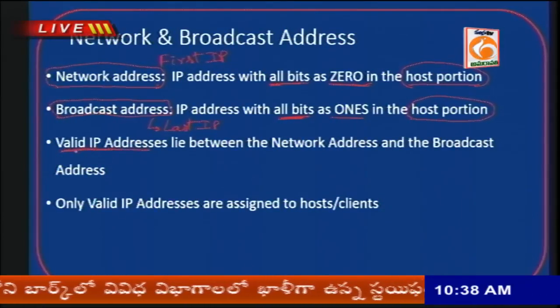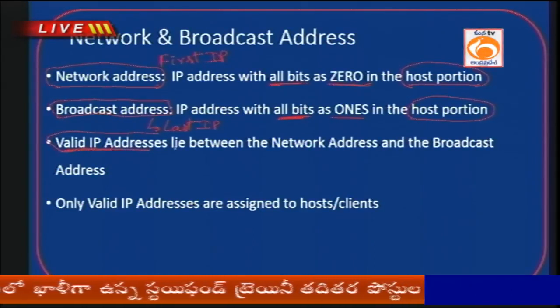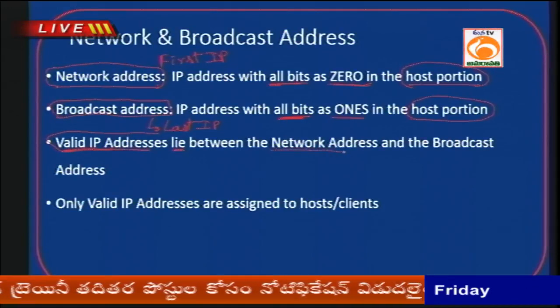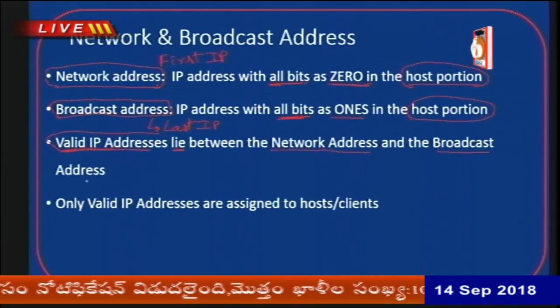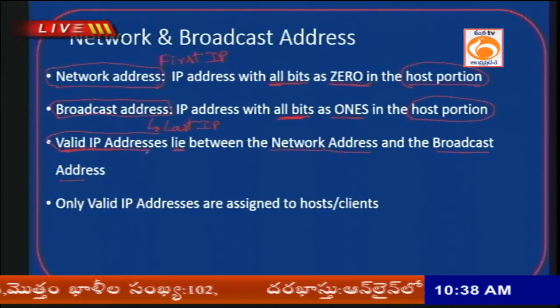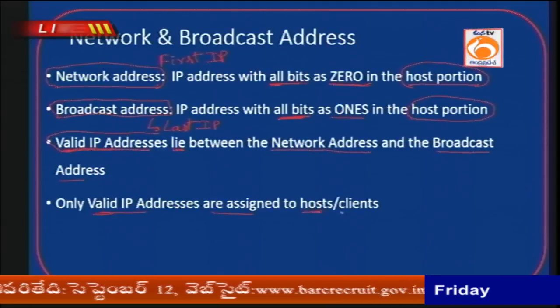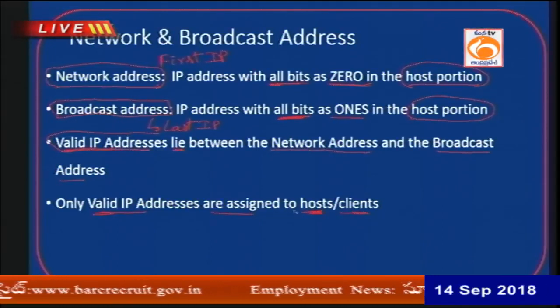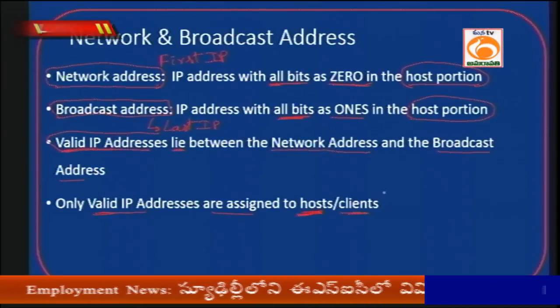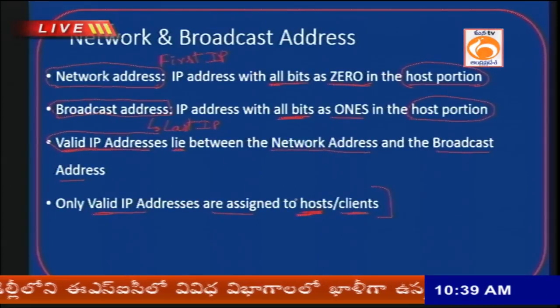So, the valid IP addresses are the ones in between the network address, which is the first address, and the broadcast address, which is the last address. Only valid IP addresses can be assigned to the local computers, servers, printers, smartphones, and tablets. All these network devices have an IP, and that is very important, because it allows us to communicate from the local network to the remote network, or between source and destination.